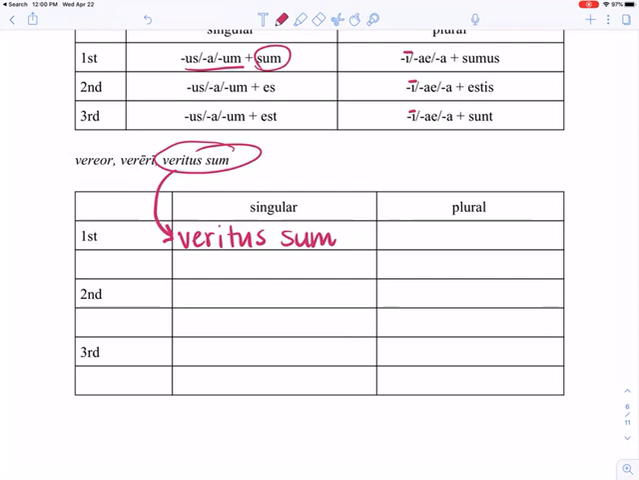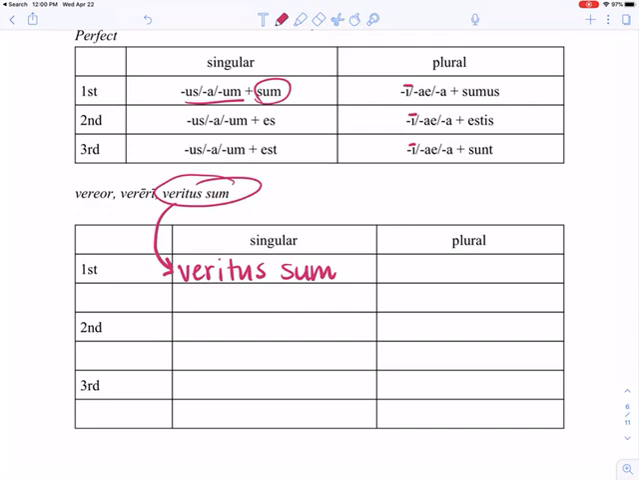And this us means that it's masculine. So I'm leaving these masculine. Real quick as a review, the us is masculine singular. The a can be feminine singular. And the um is neuter singular. And remember that those genders are decided by the gender of your subject. Over on the plural side, the I with the macron is masculine plural. AE, which remember is pronounced I, is feminine plural. And then A can be neuter plural.